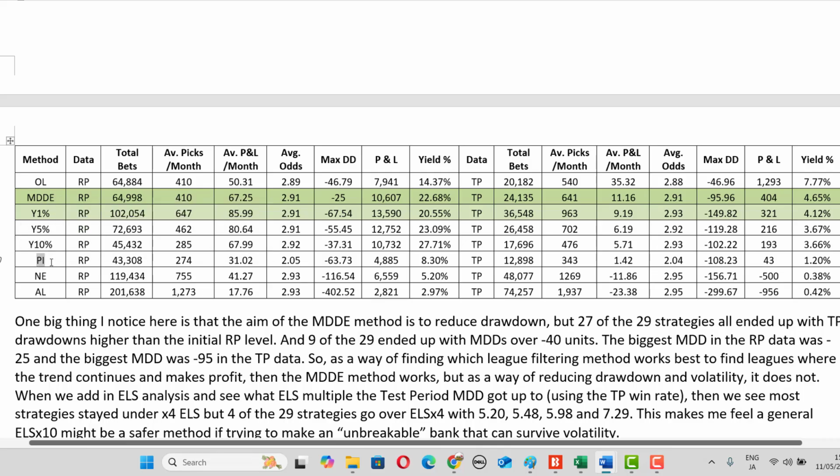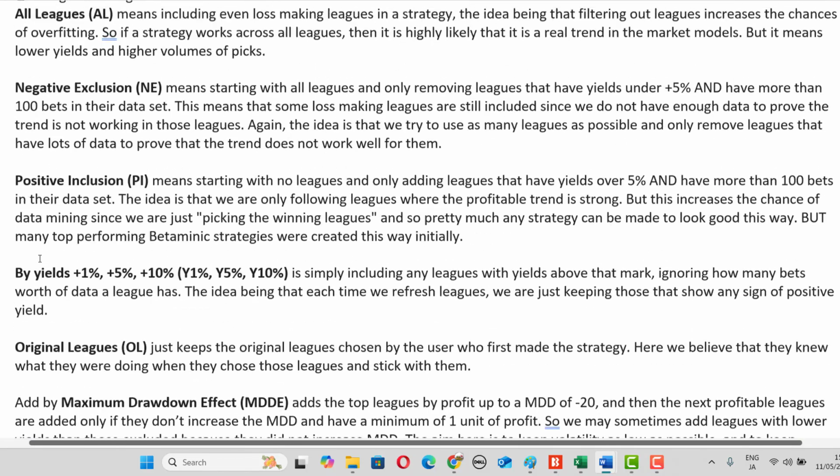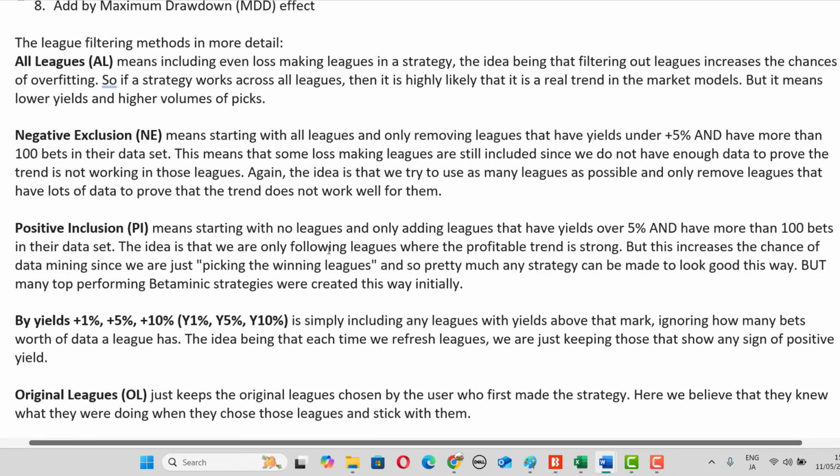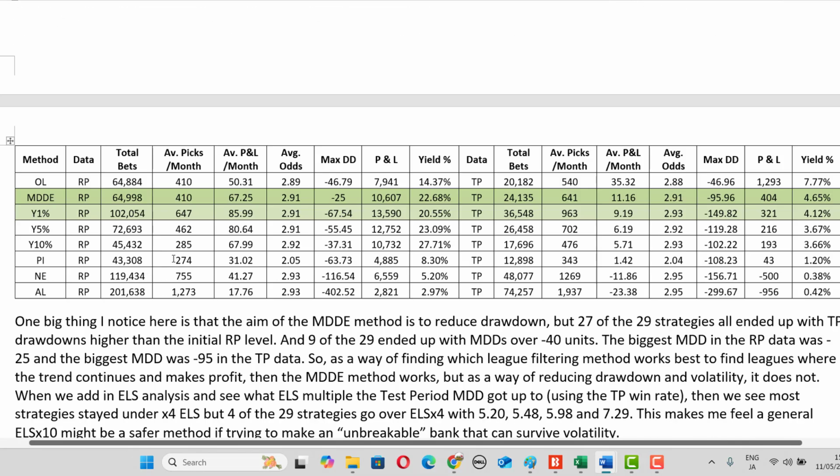But interestingly, if we are more selective, so if we're only choosing leagues because they've got high yields, and again, this positive inclusion, this is another one that's cherry picking just the good ones. Positive inclusion means we start with no leagues and we only add in leagues that are making profit and have yields of over 5% and have 100 bets worth of data to prove that. So we're thinking we're only including leagues that have proof that they work. And this often ends up with many fewer bets. You can see here the bet number is only 274 bets per month, but this does quite badly too.